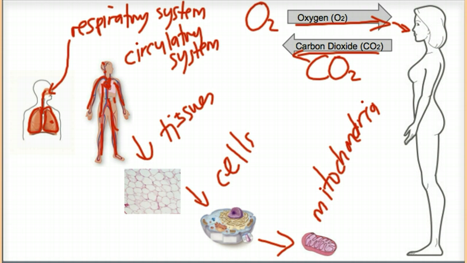So if one is to trace the pathway of oxygen, we can say our respiratory system takes it in, our circulatory system dispenses the oxygen to each tissue. It goes from the tissues into our cells, and from our cells it goes into the mitochondria, which is located inside the cells. And that is the pathway of oxygen. We will now look at what happens to that oxygen and where the carbon dioxide is coming from.